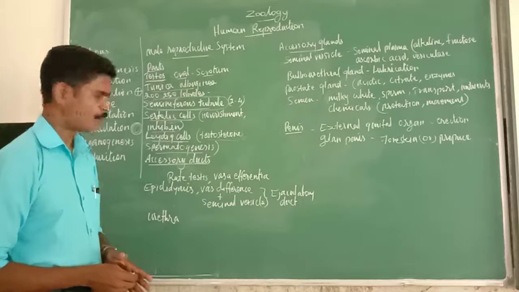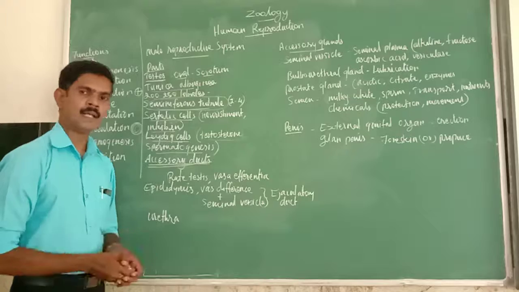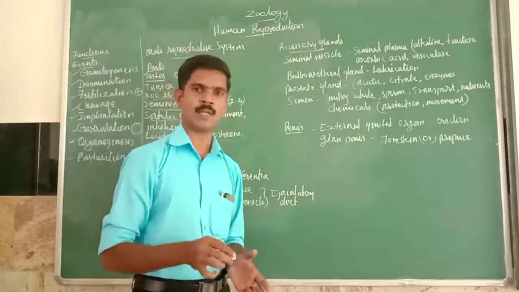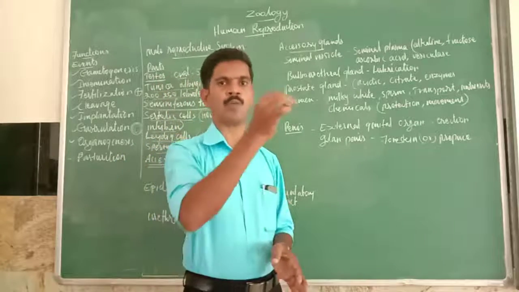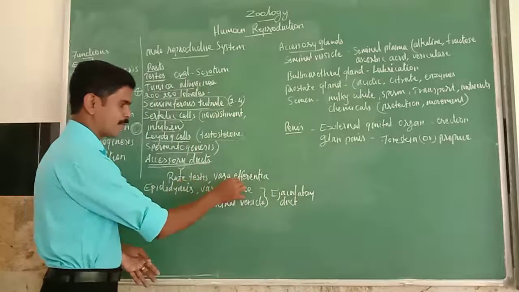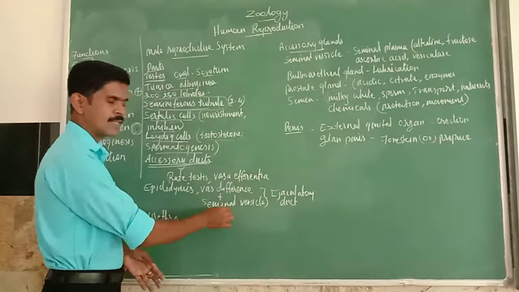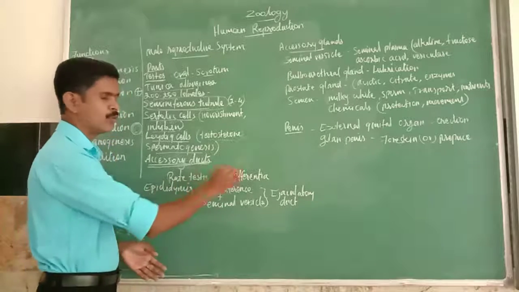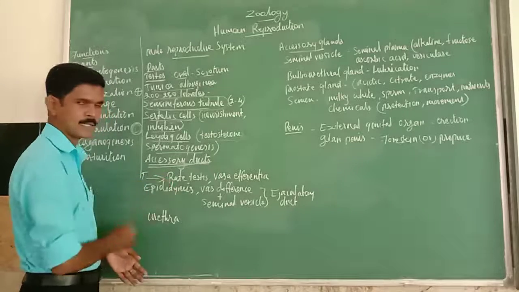testis. Then second, the accessory ducts, or tubes. The male reproductive system consists of many ducts. Through these ducts only, the sperm moves from the testis to outside. Listen very carefully: rete testis, vasa efferentia, epididymis, then vas deferens, seminal vesicle. These are the important ducts. Duct means tube. So through these tubes only, the sperm moves from the testis.